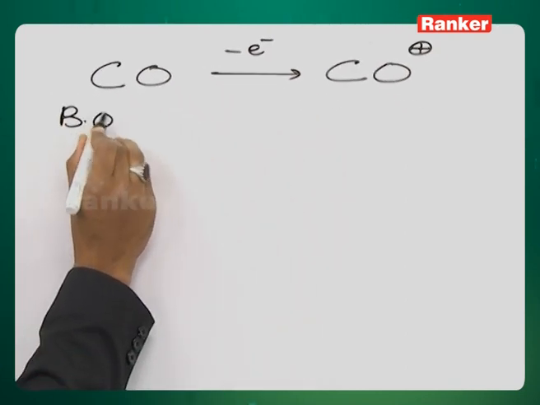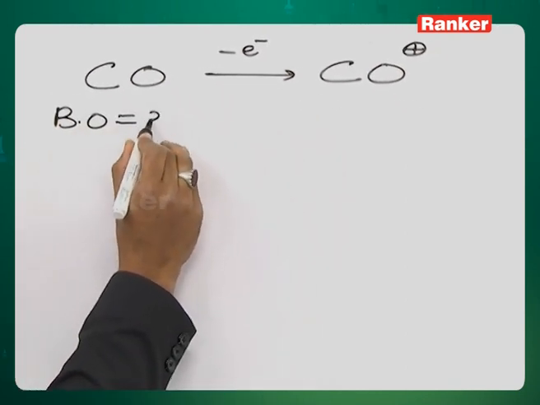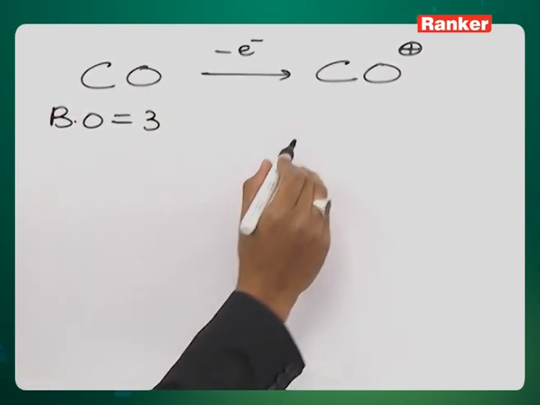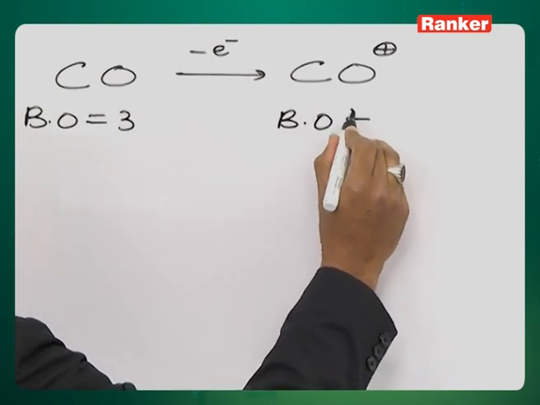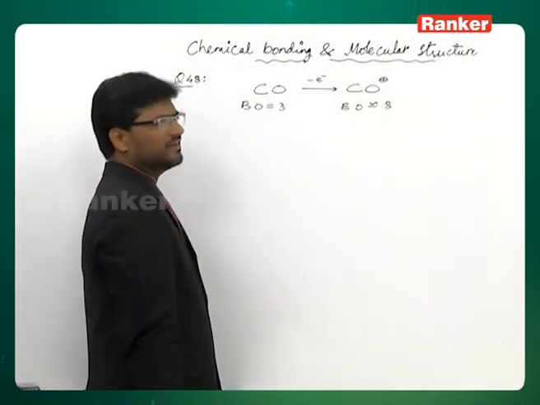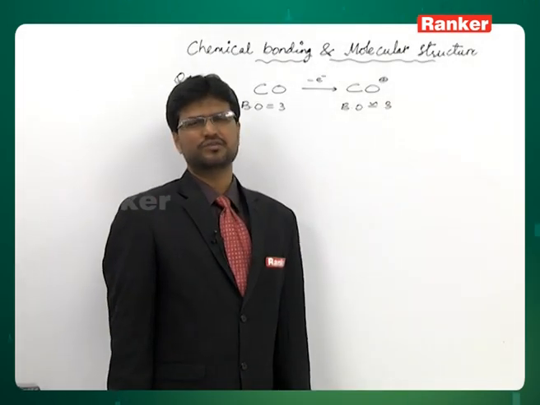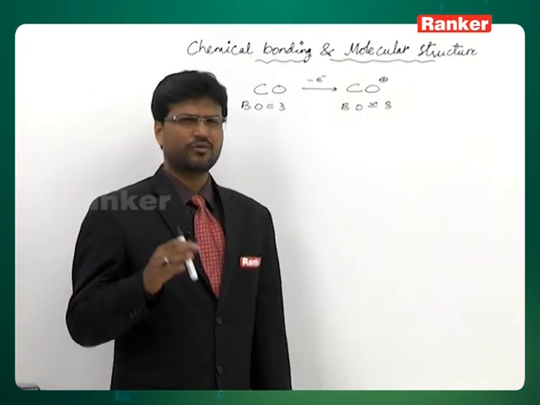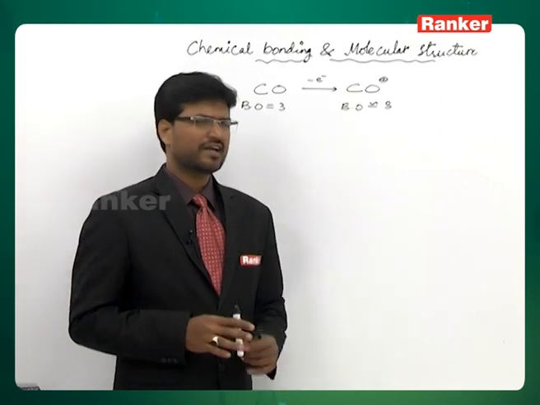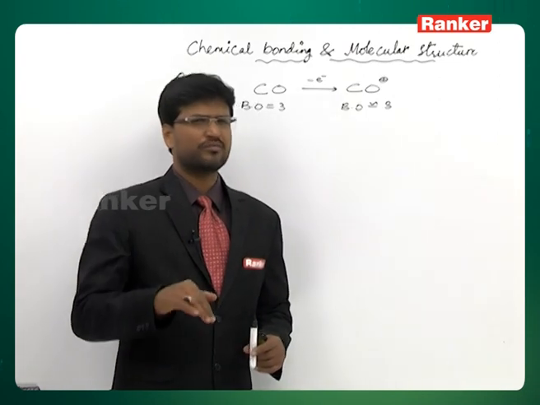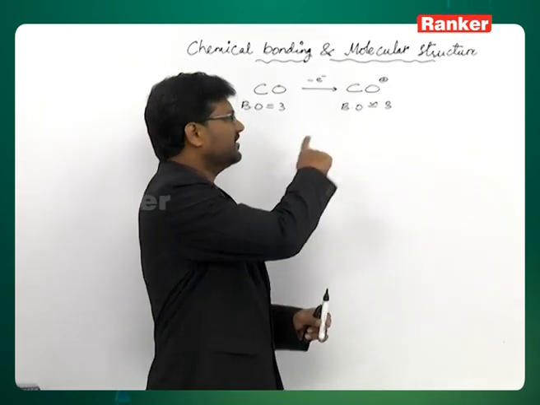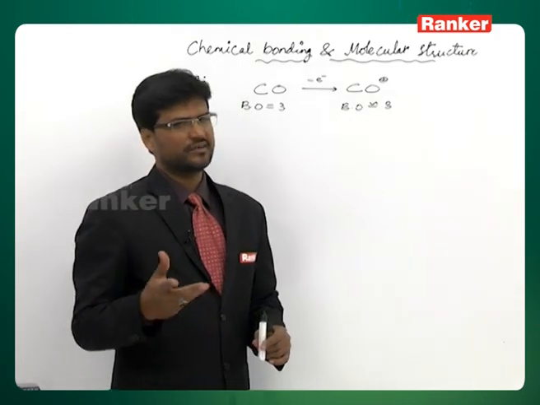Bond order of CO is 3 because it is a 14 electron system, its bond order is 3. Bond order of this is also taken as 3. The reason is when you remove electron from CO, this electron comes from non-bonding molecular orbital. So, when electron is added or removed from non-bonding molecular orbital, there won't be any change in the bond order. So, here the bond order almost remains same.